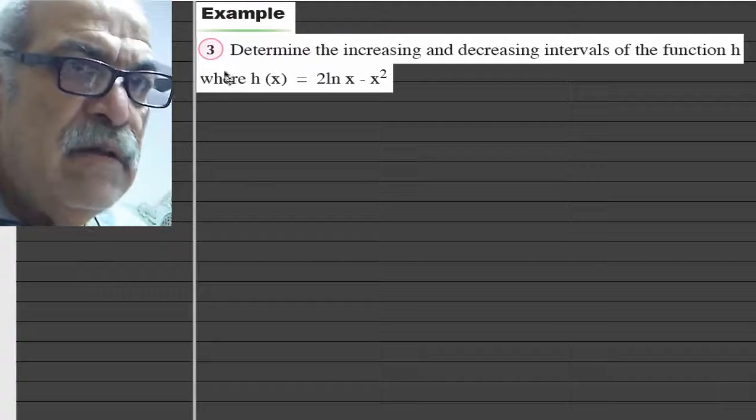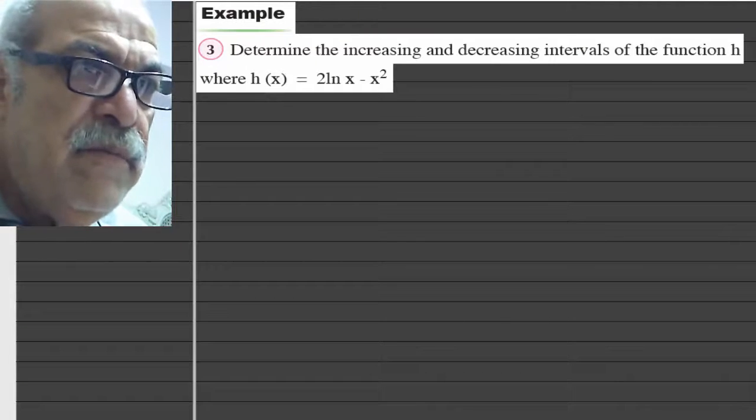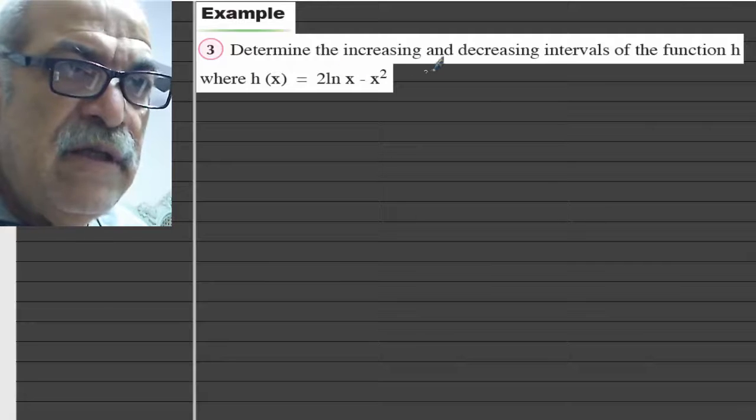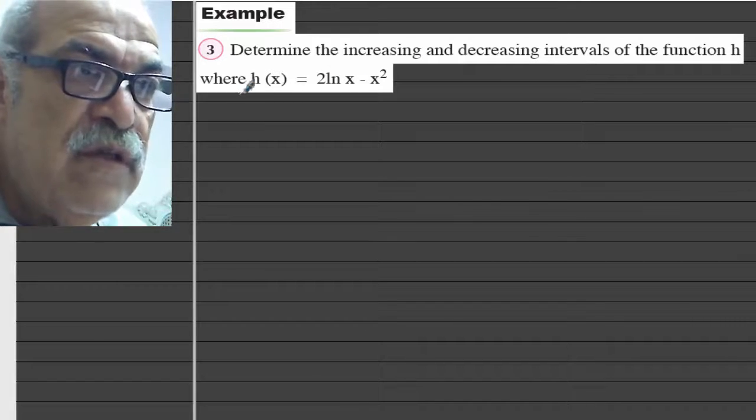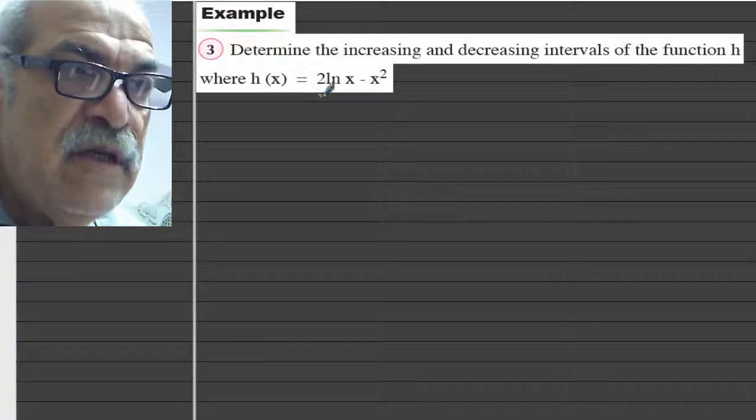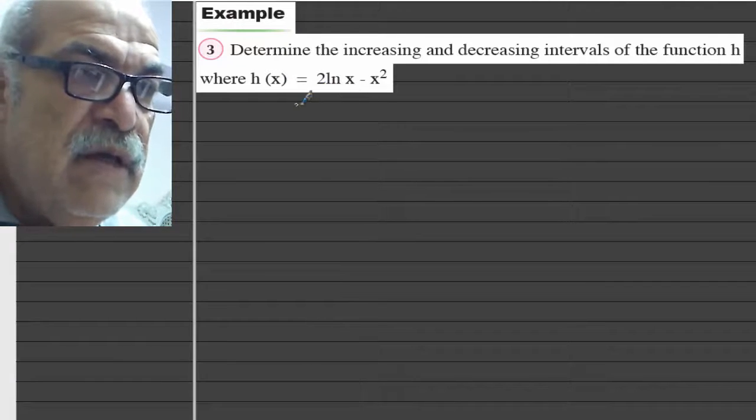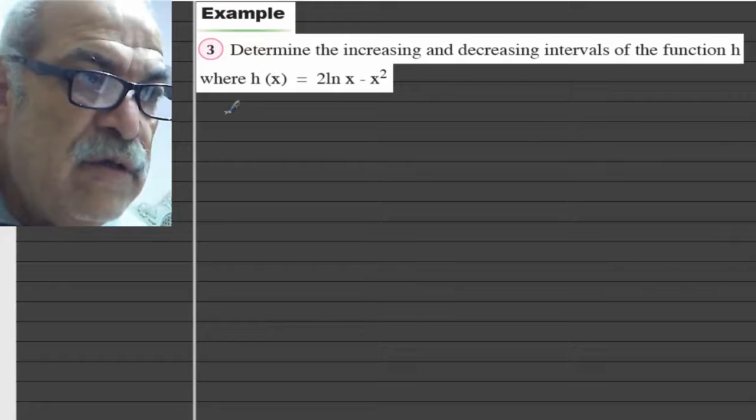Example 3. Determine the increasing and the decreasing intervals of the function h, where h of x equals 2 ln x minus x squared. First of all, here is the solution.